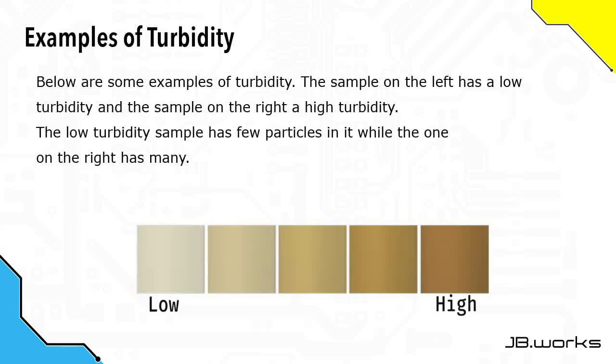The chart at the bottom of the screen shows some examples of what certain turbidities would look like. So on the far left we've got a very low turbidity, and that's because the water doesn't look all that cloudy. A little bit cloudy, but not very cloudy. Whereas on the right hand side you have the other extreme, which is a high turbidity, and you have no hope of even being able to see through the water. And so that's a very high turbidity. And so essentially the sample on the right hand side has a lot of these small particles suspended in the water.